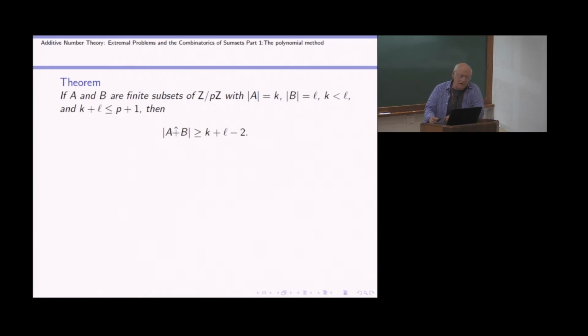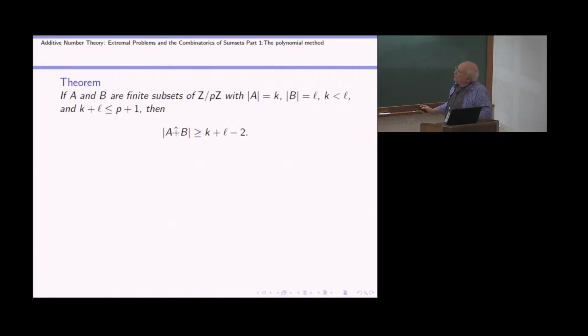So this is the theorem we're going to prove. It's a tiny, tiny bit stronger than the Erdos-Turan conjecture, but that's okay. This says that if you take finite subsets of the group of congruence classes mod P, K elements in A, L elements in B, and we have this curious condition that A and B cannot be of the same size, so K, let's say, is less than L, and K plus L is less than or equal to P plus 1, then we have this inequality.